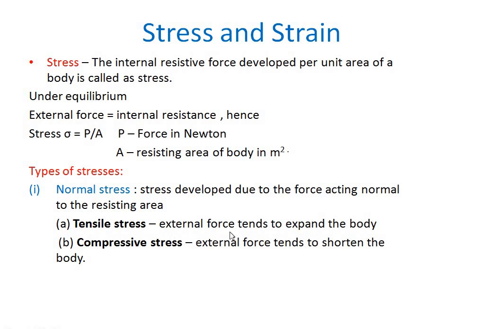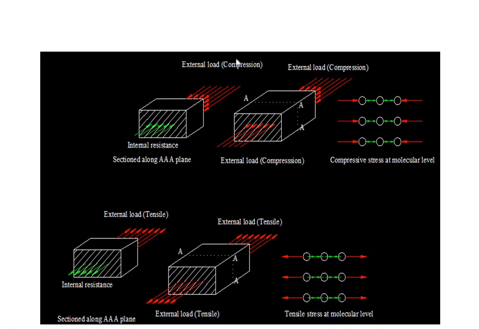In a tensile stress, the external force tends to expand the body, whereas in a compressive stress, the external force tends to shorten the body. So let's look into it. Look at this diagram. Assume a body, a rectangular block, where the red arrows indicate the external load. So this hatched portion indicates the area over which this loading is acting. So this force acts normally to this region.